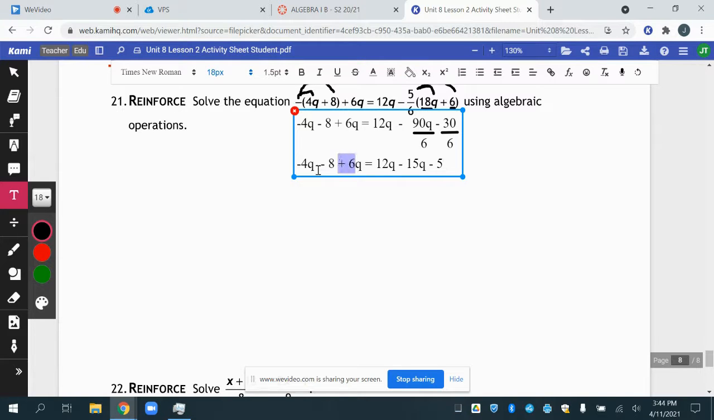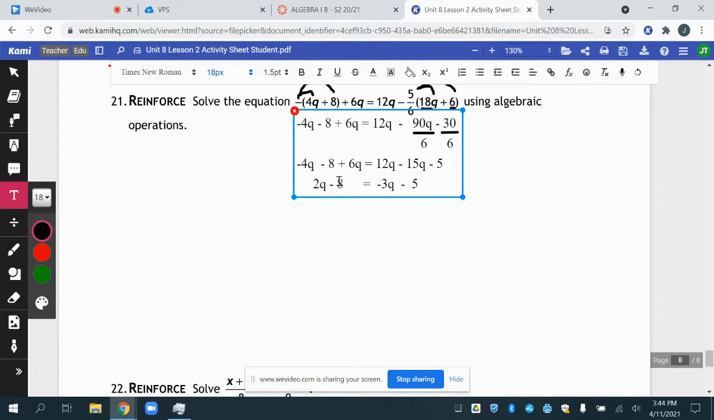Okay, so now I need to get rid of some of these q's. I have 6 q's and negative 4 q's. When I add those together, I end up with 2 q's and negative 8. And on this side over here, we got 12 and negative 15. That leaves me with minus 3 q's. Minus 5.